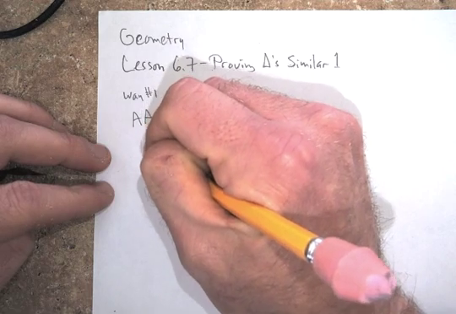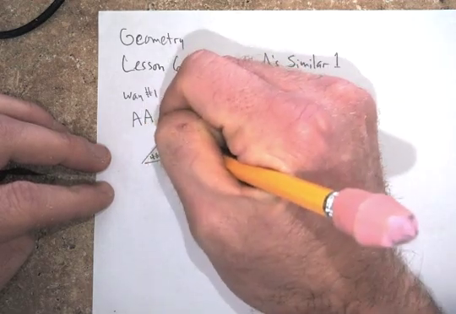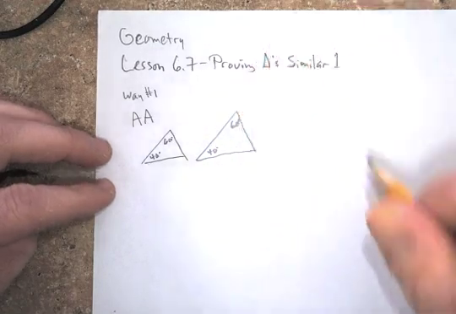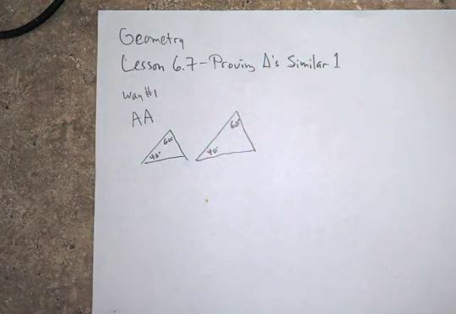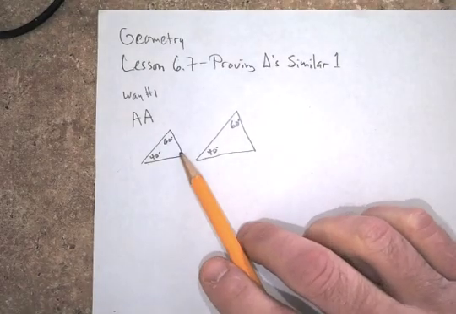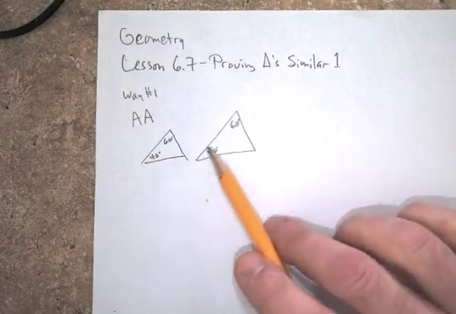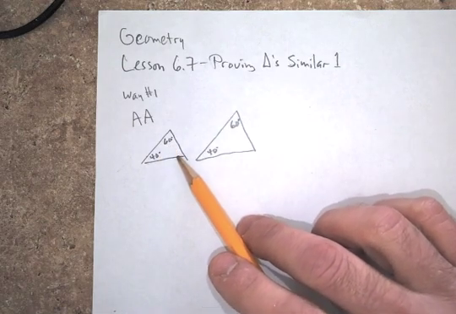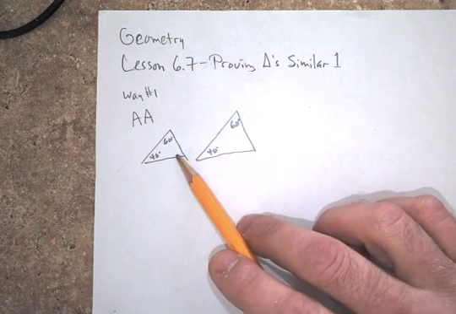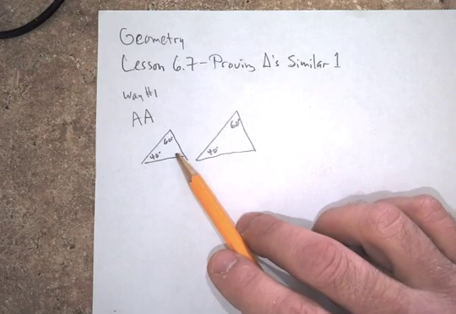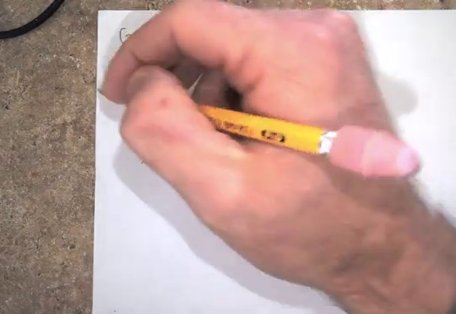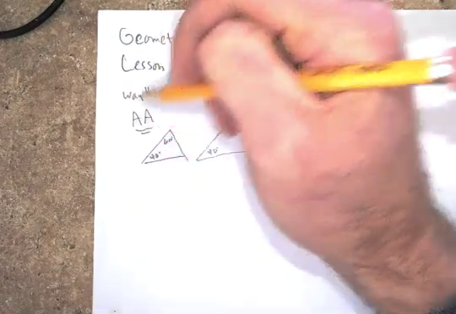So maybe you've got 40 and 60 here, and 40 and 60 here. We know these 2 triangles are going to be similar, basically because the third angle has to be the same on these. It would have to be, maybe 80. So these would both be 80s, so all angles are going to be the same. If we have 2 angles the same, we call that AA. That proves the triangles are similar.